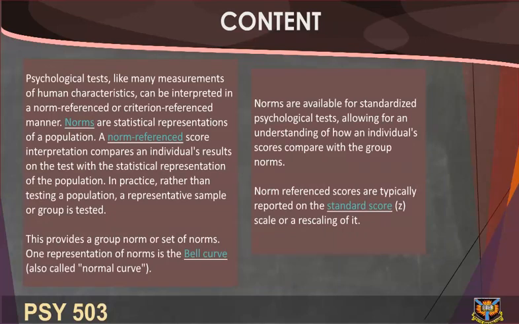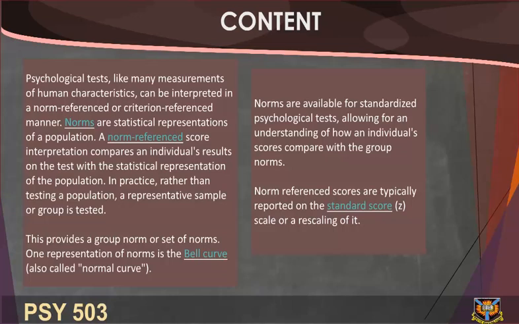Content. Psychological tests, like many measurements of human characteristics, can be interpreted in a norm-referenced or criterion-referenced manner. Norms are statistical representations of a population. A norm-reference score interpretation compares an individual's results on the test with the statistical representation of the population. In practice, rather than testing a population, a representative sample of the group is tested. This provides a group norm or set of norms.